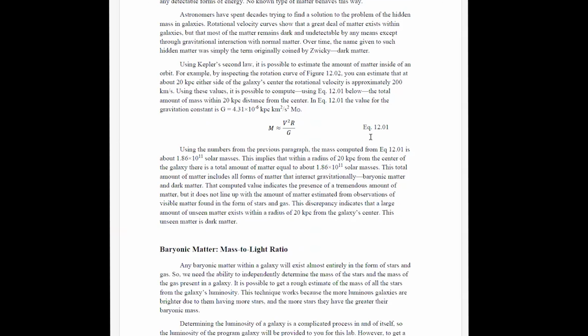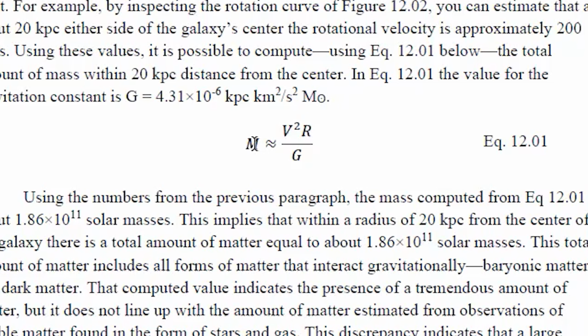There is an equation here, equation 12.01, which we will use as we go through this lab. And you'll notice it says M, which is mass. That's the mass of a galaxy within a certain radius. The radius is R. And V squared, that's the rotational velocity of the galaxy at the radius of R.